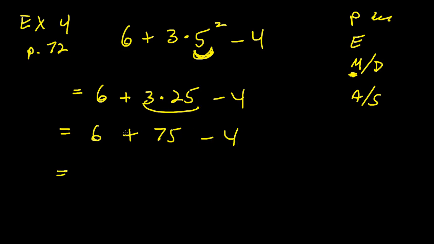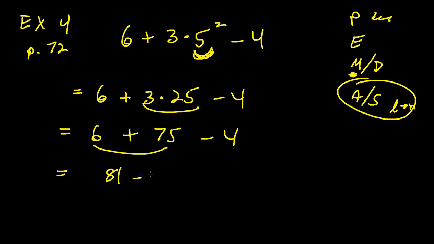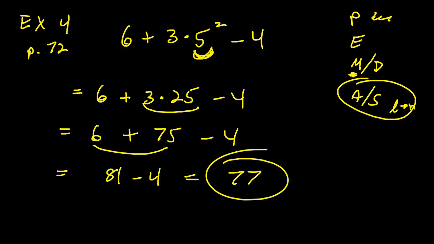All right, now we've got additions and subtractions. Now, remember, when you've got just additions or subtractions to deal with, we do them in order, left to right. So 6 plus 75 gets done first. That's 81. And 81 minus 4 then is 77. Final result. All right, that's example 4, page 72. Let's look at example 5. That's also on page 72.